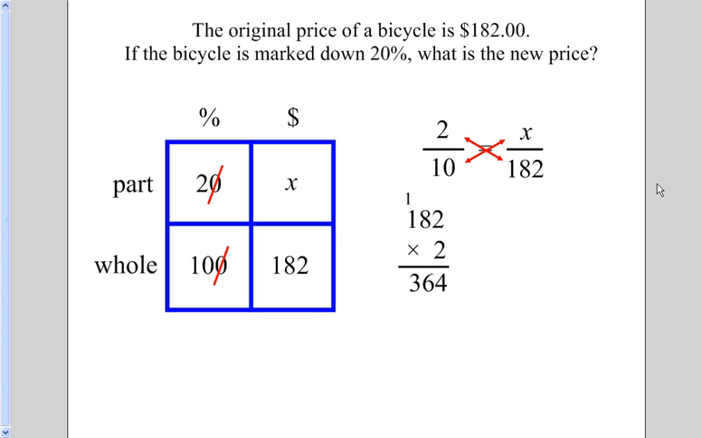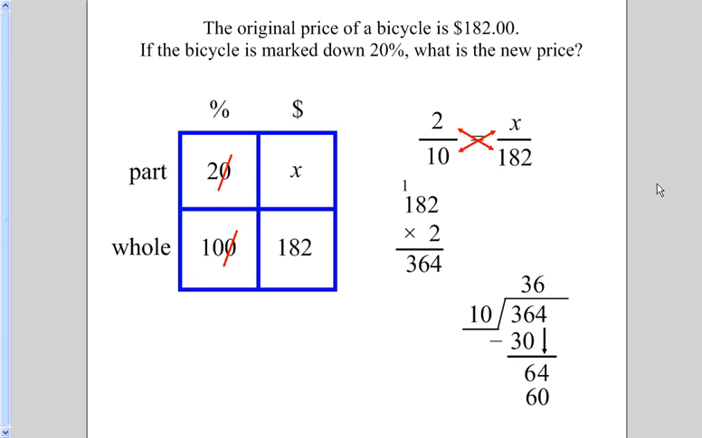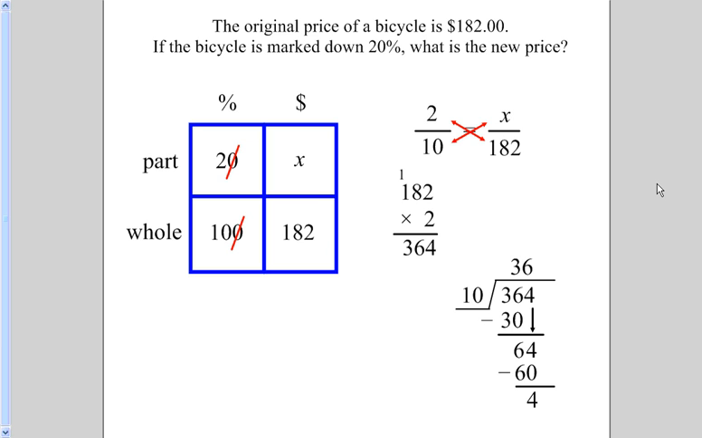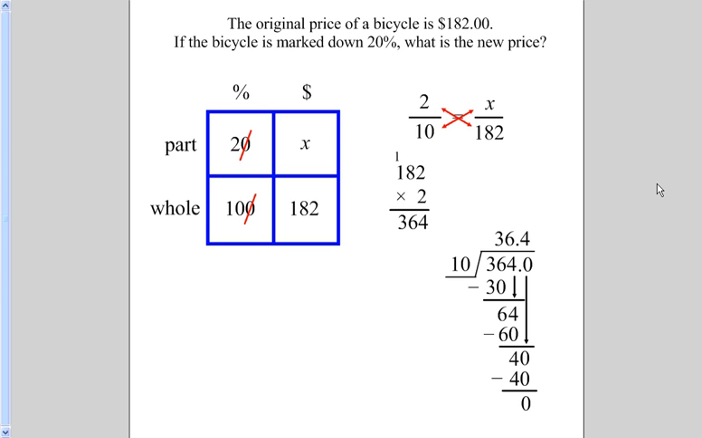Now, we can go ahead and set up 364 divided by 10 and use the long division method like this. 3 goes into 36. 3 times 30. Bring down 4. And that goes in 6 times. 6 times 10 is 60. Subtract 4. Bring down 0. And that goes in 4 times. And to prove it like this, we can use this long division method and see that 364 divided by 10 is 36 4/10.